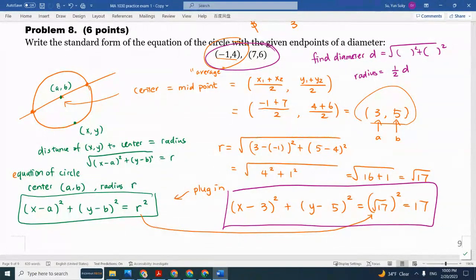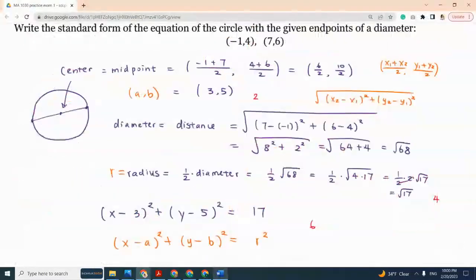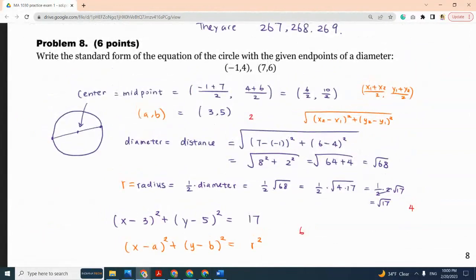So your answer: you can erase the square root and square, and then you just get 17. So you get (x − 3)² + (y − 5)² = 17, and that is the final answer. For this problem, make sure you remember the midpoint formula, the distance formula, and the equation of the circle. If you understand this problem, could you type B8 in the chat?